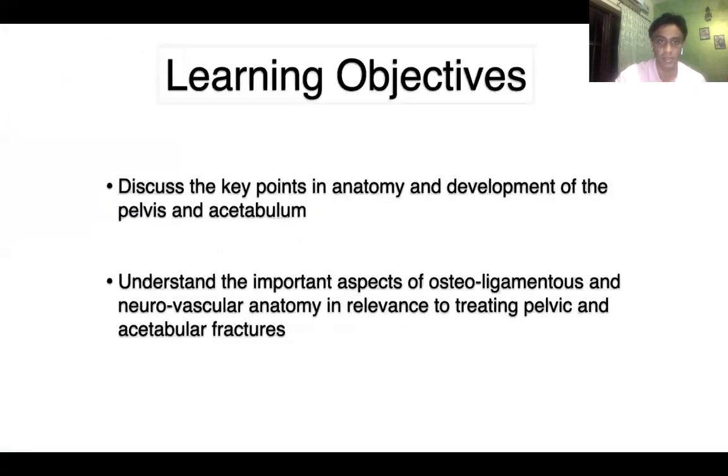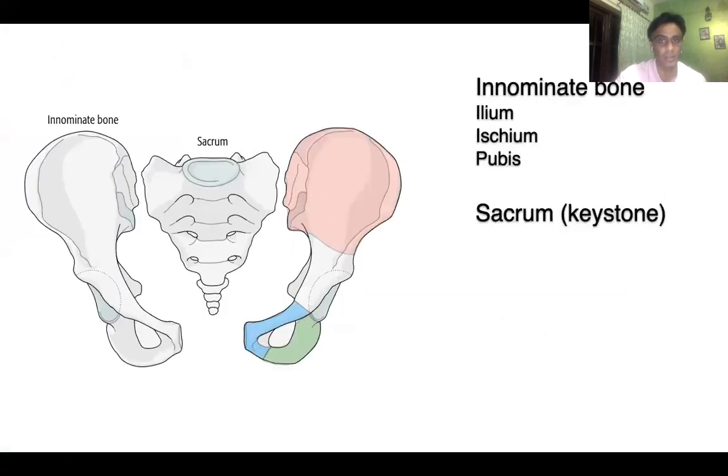The learning objectives for this lecture would be to discuss the key points in anatomy and development of the pelvis and acetabulum. We'll try to understand the important aspects of osteoligamentous and neurovascular anatomy of the pelvis and acetabulum, which are pertinent for treating these injuries.